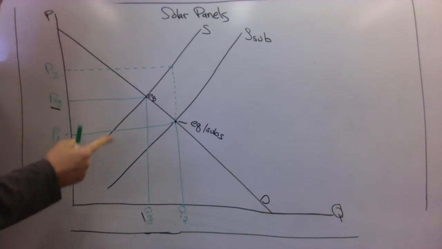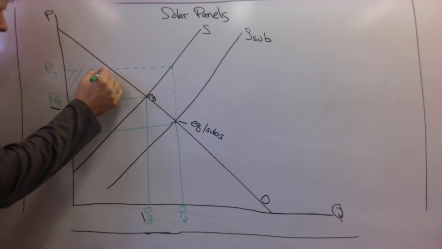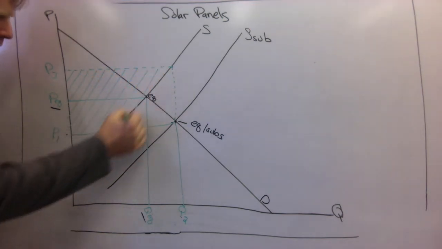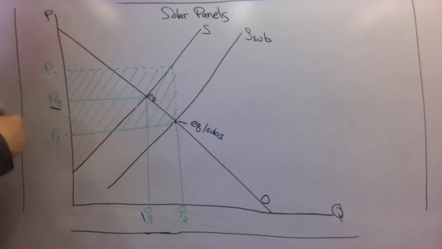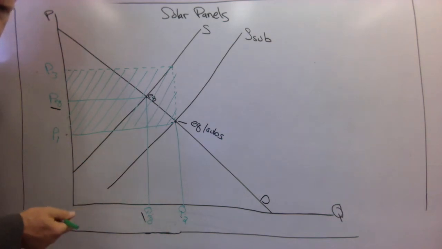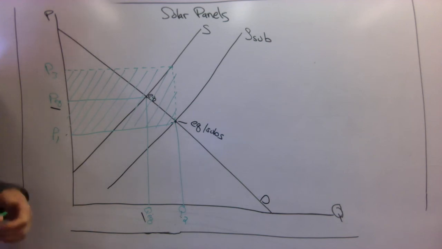Who's making this happen? Well, it's the government. The real negative consequences are to the government. All of this green area is all the checks, or that's how big the check is, that the government had to write to subsidize this production. So again, going back, we have a market at equilibrium.